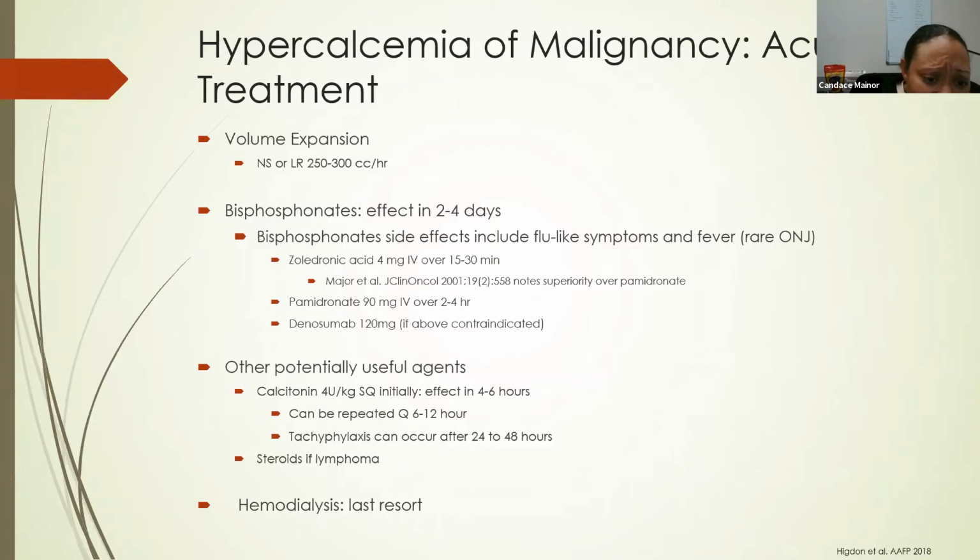And there's evidence that zoledronic acid is superior over pamidronate or another bisphosphonate. The dose of Zometa, or zoledronic acid, is 4 milligrams over 15 to 30 minutes. Now, depending on what is available at the hospital and what's on formulary, either zoledronic acid or pamidronate can be used. Denosumab can also be used, particularly if the patient has some renal dysfunction or some contraindication to receiving the zoledronic acid.